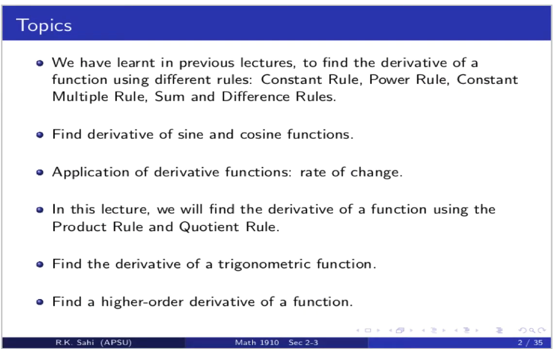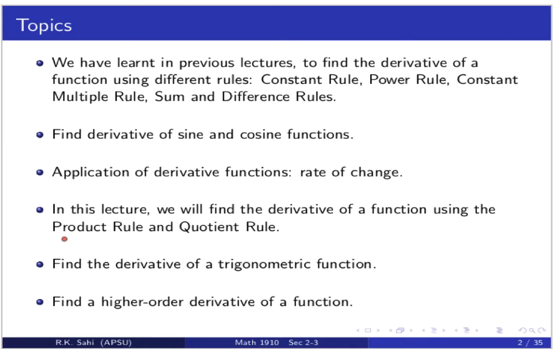In our previous lectures, we talked about finding derivatives of functions using different rules such as constant, power, sum and difference rules. And then we also found out the derivatives of sine and cosine functions, and the application of derivatives of functions, rate of change. And in this lecture, I'm going to be talking more about the product and the quotient rules and derivatives of trigonometric and higher order derivatives.